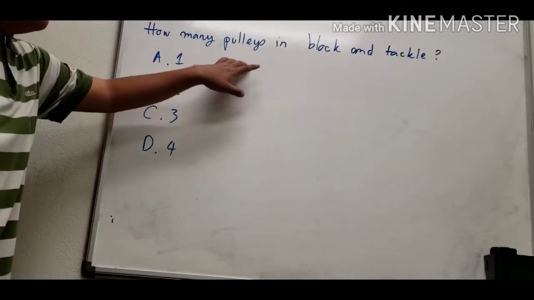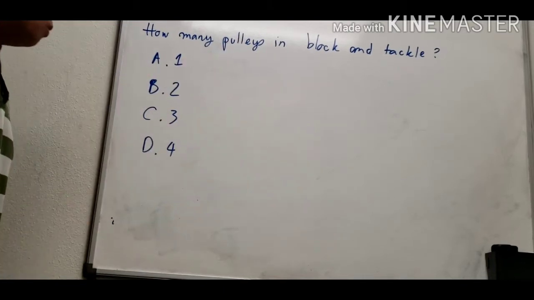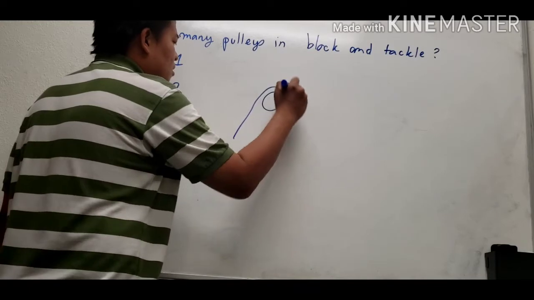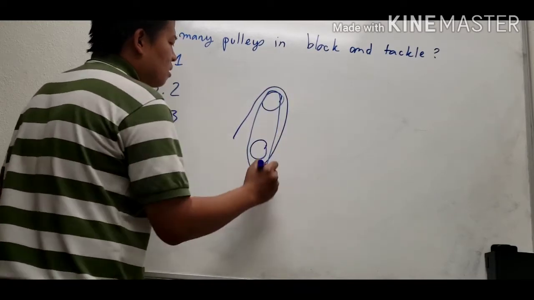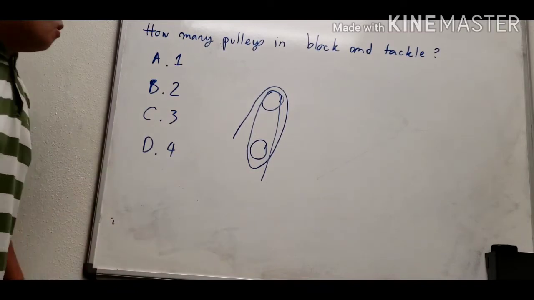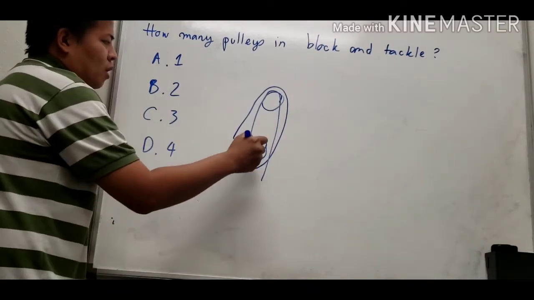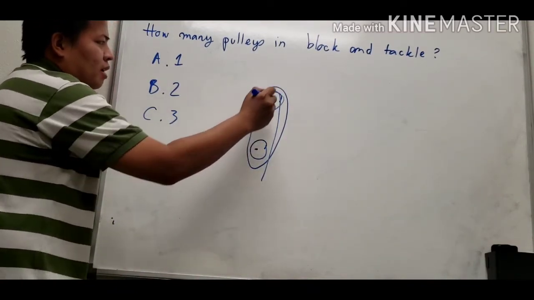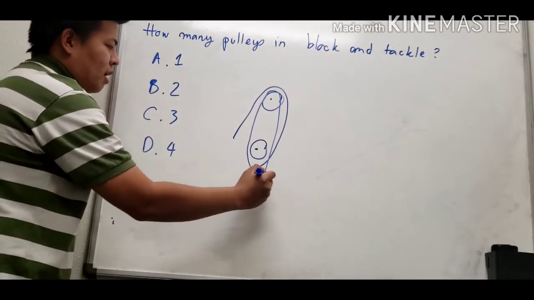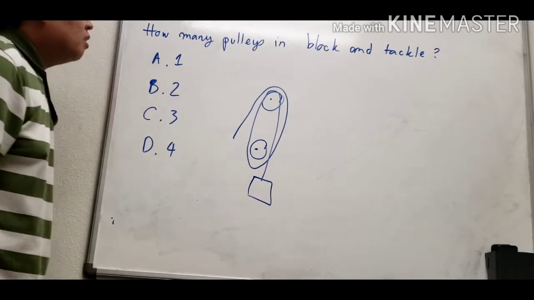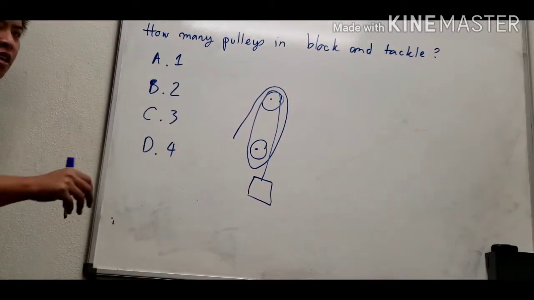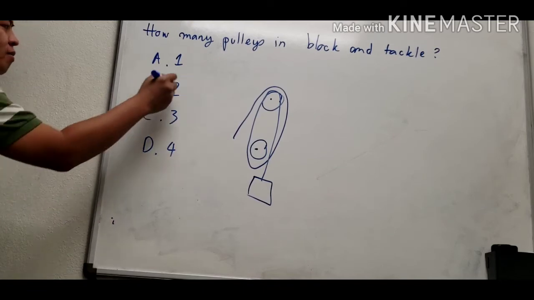How many pulleys in block and tackle? Block and tackle is just like this. This is the way they use the block and tackle. They put the string on the first pulley and 2 strings together on the second pulley, so they can move the object in here. So how many pulleys in block and tackle? The answer to this question is B.